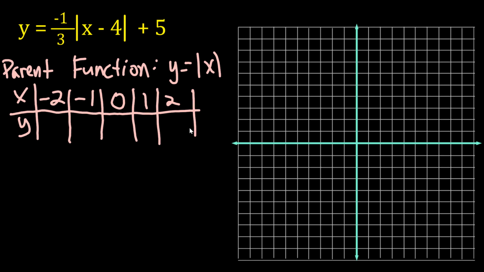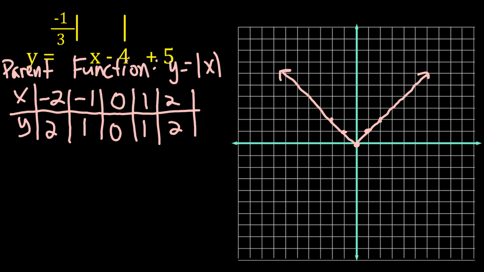And so if we do the absolute value of -2, that's 2. Absolute value of -1 is 1. Absolute value of 0 is 0. Absolute value of 1 is 1. And absolute value of 2 is 2. So let's graph these. We've got -2, 2. -1, 1. 0, 0. 1, 1. And 2, 2. And you can connect the dots, and this will continue on forever in both directions here. And so we've got this V-looking shape.